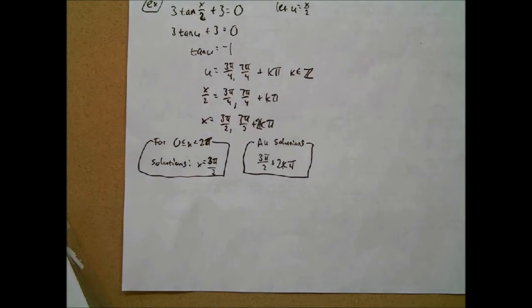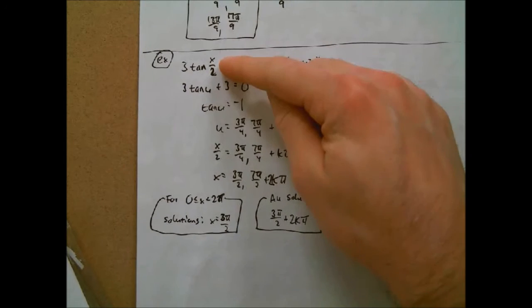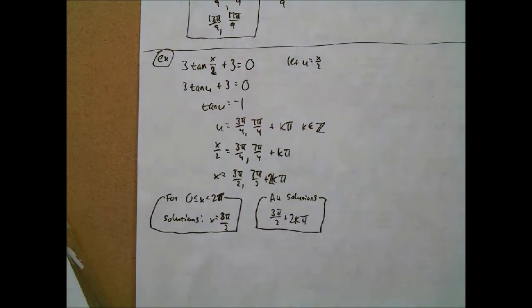But notice, even though it was a tangent function, we're adding integer multiples of 2 pi. Why? Because tangent's period, because of x over 2, is stretched. And now tangent repeats every 2 pi because of the dividing by 2. Okay?